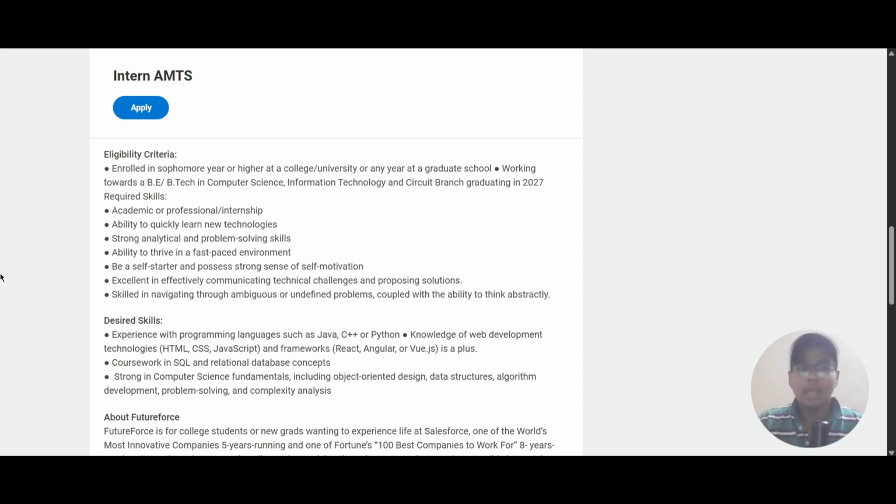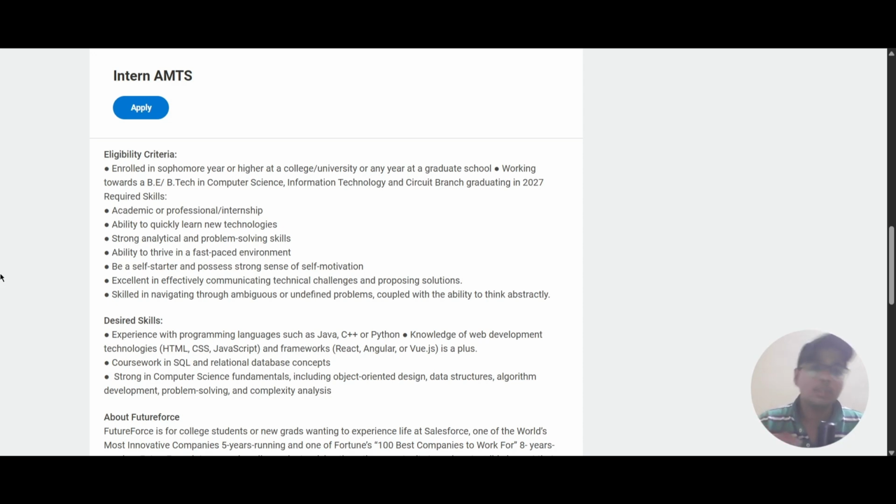Here they are telling you should have an academic or professional or internship. You should have the ability to quickly learn the new technologies and strong analytical and problem solving skills, ability to thrive in a fast paced environment. You should be a self-starter and possess a strong sense of self-motivation. You should be excellent in communicating the technical challenges and proposing the solutions. You should be skilled in navigating through the ambitious or undefined problems, and it should be coupled with the ability to think abstractly. So here is the desired skill.